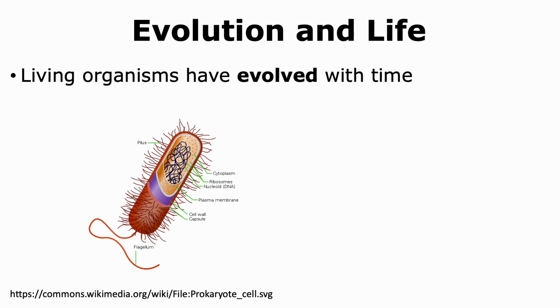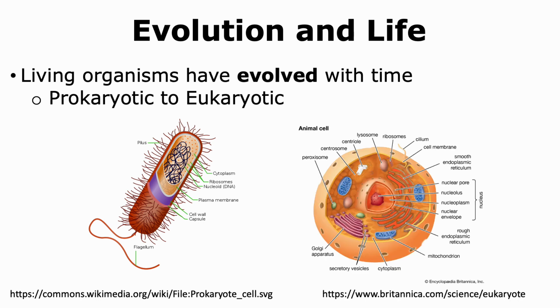Living organisms have evolved with time. The first living organisms that appeared on Earth were unicellular prokaryotic organisms that had a simpler internal composition. As time passed on, these prokaryotic organisms gave rise to eukaryotic organisms that were more complex in nature. The first eukaryotic organisms were also unicellular organisms.